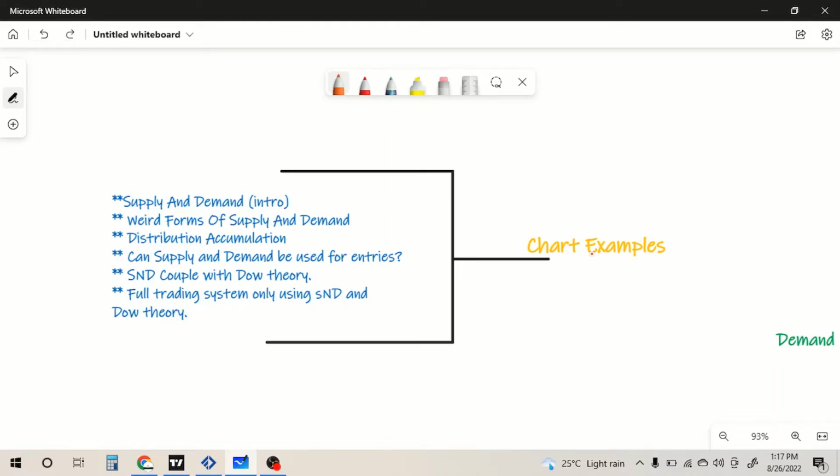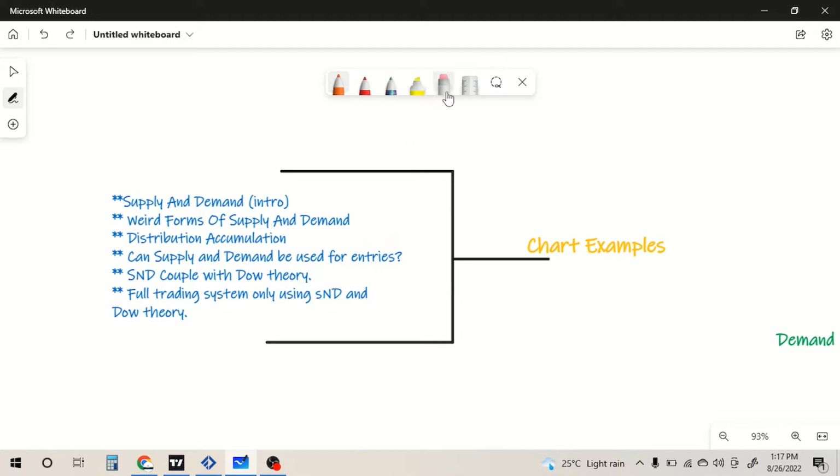Victorfx here. In today's video, we're going to be looking at supply and demand. We'll cover the intro, the forms of supply and demand, distribution and accumulation. Can supply and demand be used for entries in Forex? Supply and demand coupled with the Dow theory, so that you learn how to trade structurally using supply and demand instead of picking random supply and demand areas. And then we're going to be looking at the full trading system, which can be utilized with supply and demand, and then the Dow theory on higher time frames.